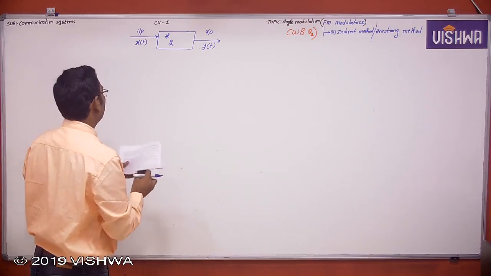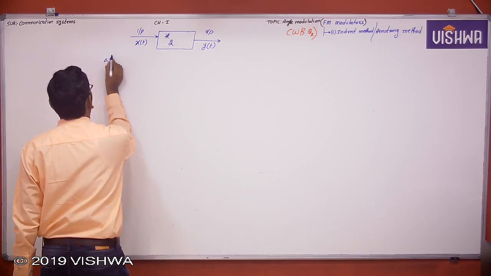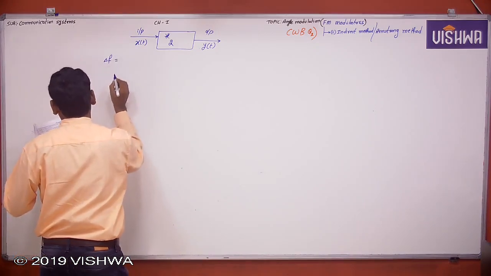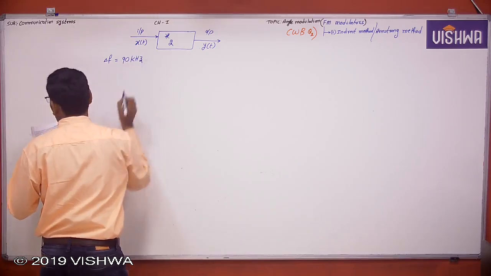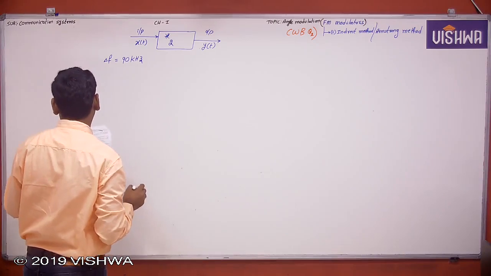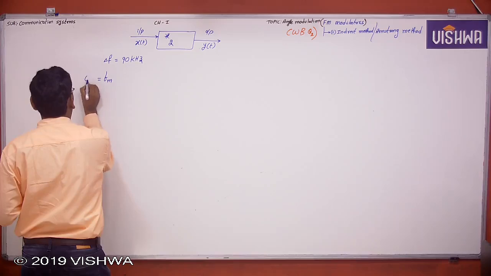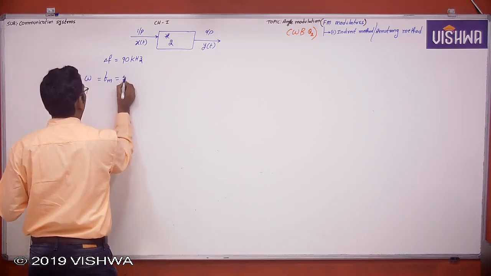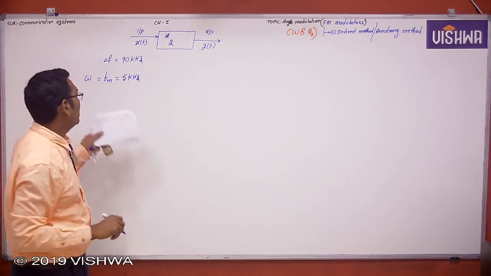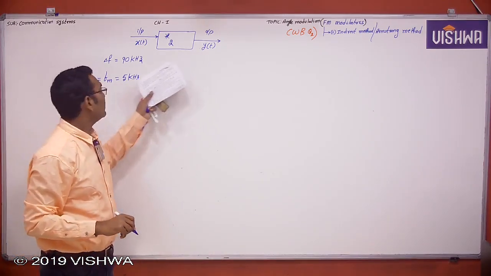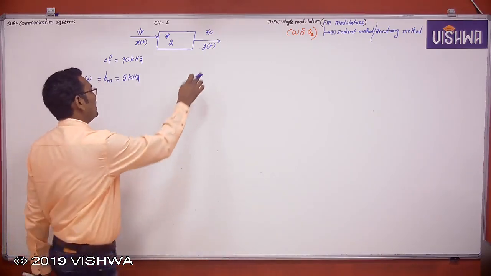An FM signal with a frequency deviation of 90 kilohertz and a modulating signal bandwidth, meaning message signal bandwidth, of 5 kilohertz is applied to this device, and the bandwidth at the output is dash.